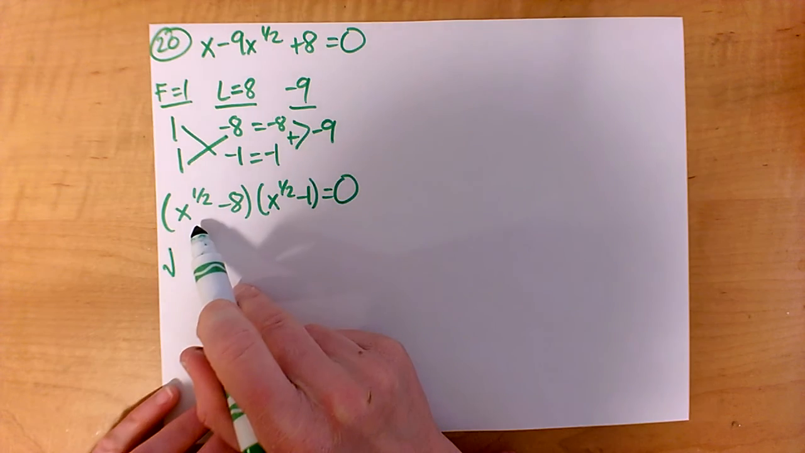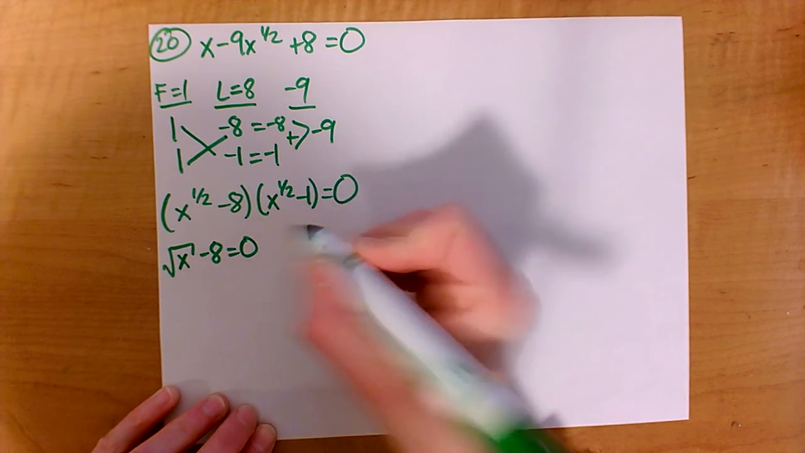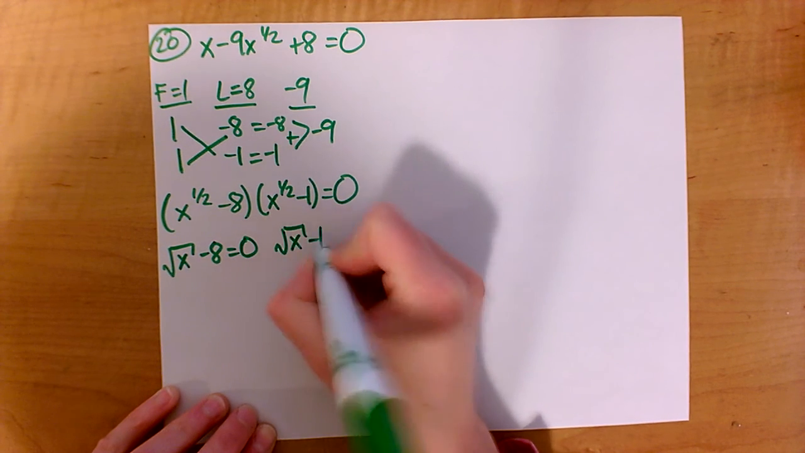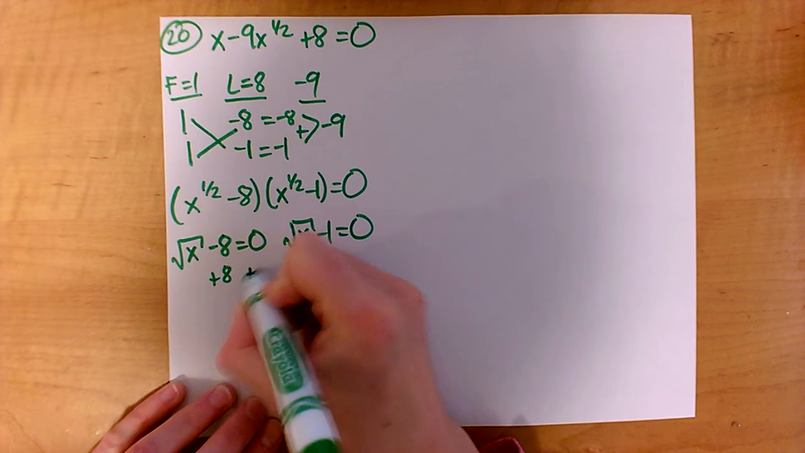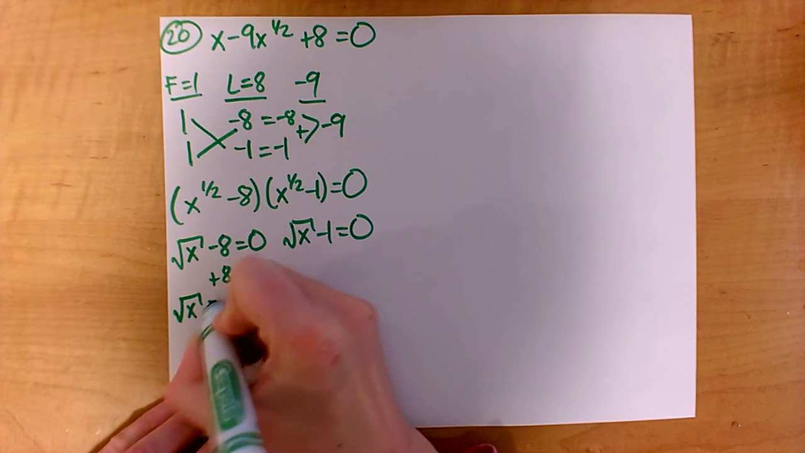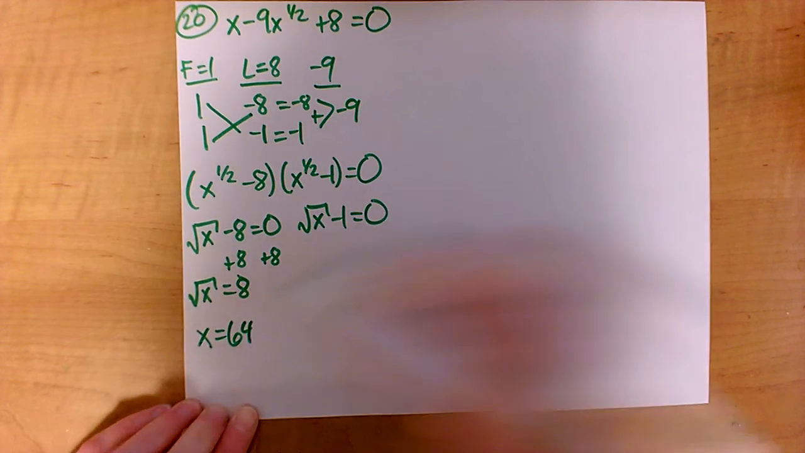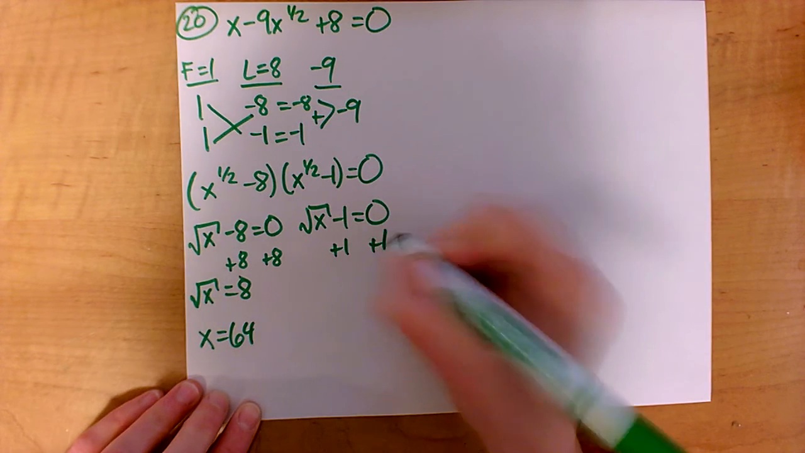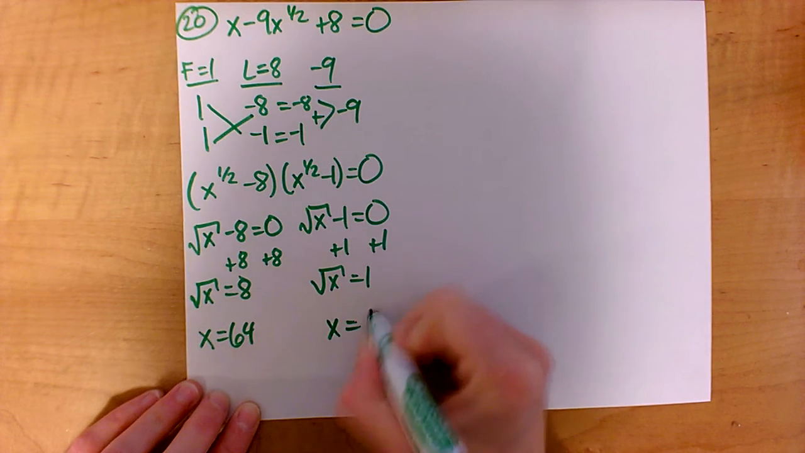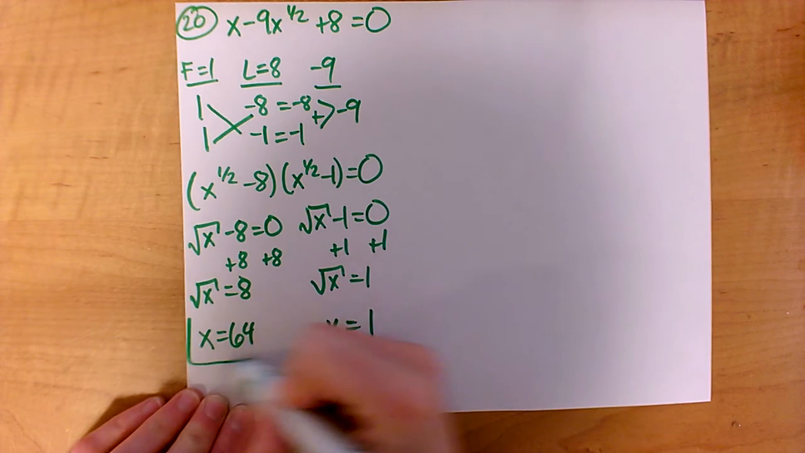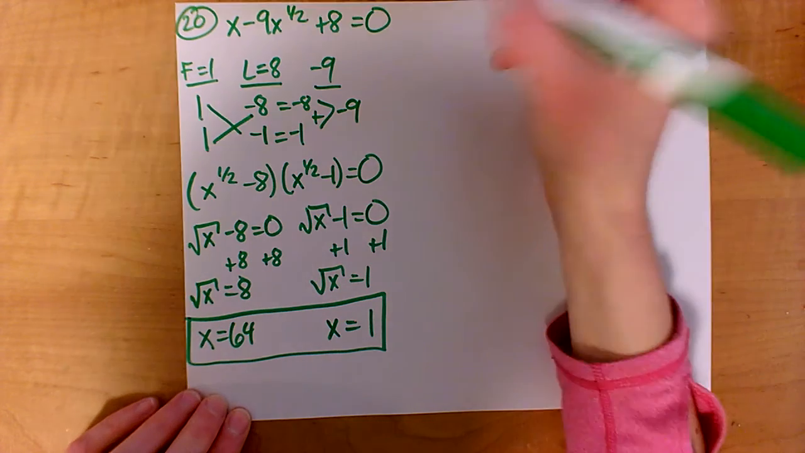So I'm going to get, and this x to the 1/2, we'll rewrite that as the square root of x. So square root of x minus 8 is 0, and then the square root of x minus 1 is 0. Okay, so add 8, so root x is 8, and then if I square both sides, I'll get x is 64, and then add 1, and then the square root of x is 1, and I square both sides, and I get x is 1. So I get two solutions, 64 and 1, and I'm all done.